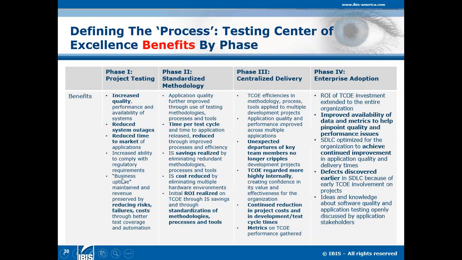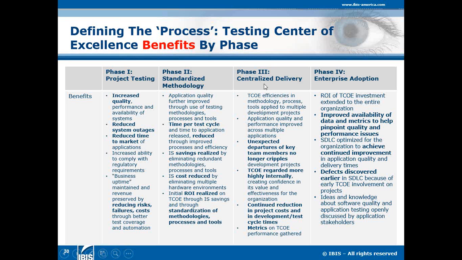Some of the benefits also highlighted: increased quality in phase 1, reduced system outages, reduced time to market, and reducing risks, failure, and cost through better test coverage and automation. Some of the benefits in phase 2 are that time per test cycle is reduced. Savings are realized by eliminating redundant methodologies, processes, and tools. Cost is reduced. Return on investment is realized through standardization of methodologies, processes, and tools.